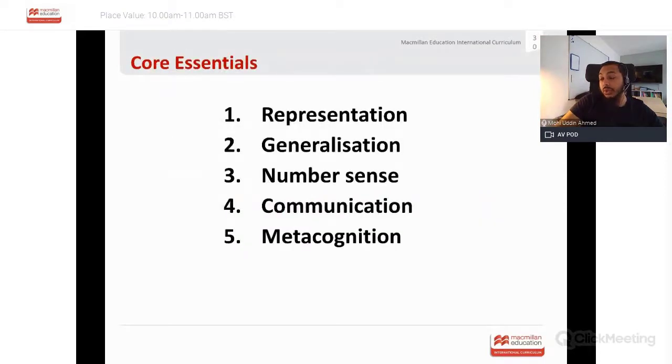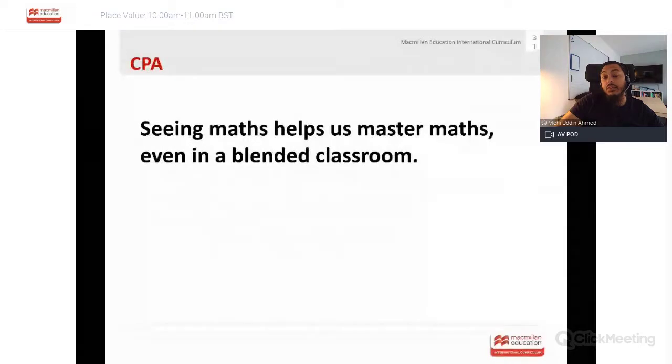Don't forget, when we're teaching our maths lessons this year, whether it's online or face-to-face or a mixture of both, try to think in your planning about representation, which is the visual aspects, concrete aspects, generalization, number sense, communication, and metacognition. Try to have as many of those elements as possible in your maths lessons. Remember that seeing maths helps us to master maths even in a blended classroom.